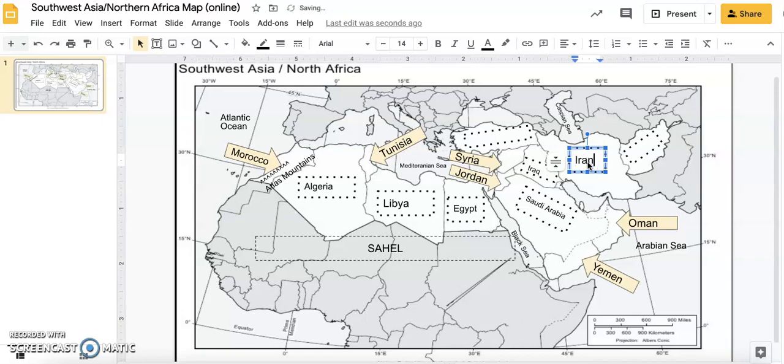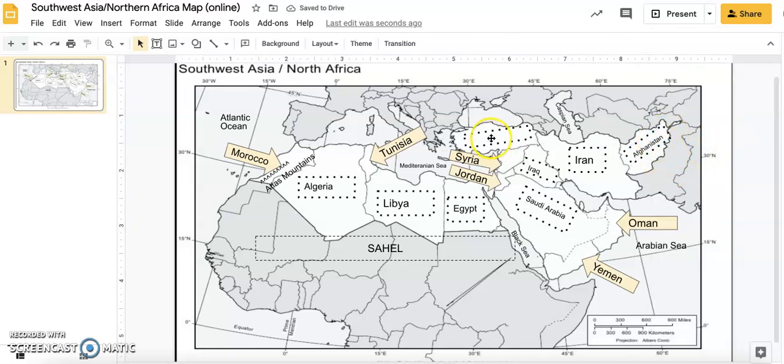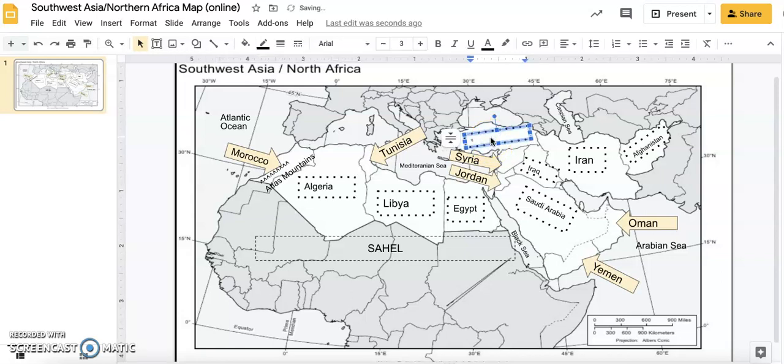This is going to be Iran. And this area over here, this funky shape over to the right, is going to be Afghanistan. Again, so small. So this area is Afghanistan. And this last one up on top is going to be Turkey. Again, oh my goodness, so small.